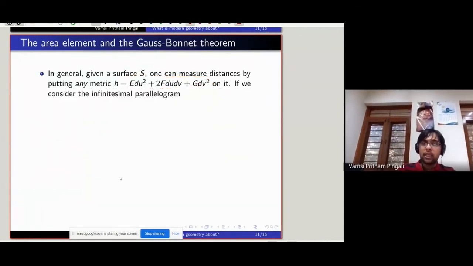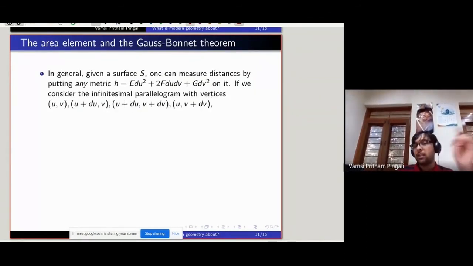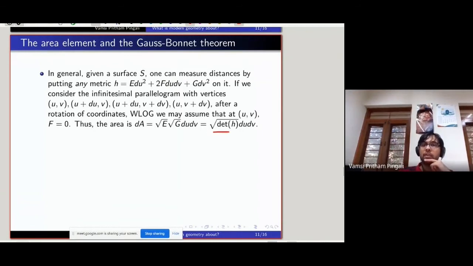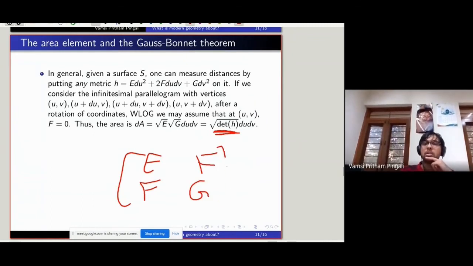Now, if we take this infinitesimal parallelogram formed by these vertices, after a rotation of coordinates, we can assume that this term is not there. So in other words, the infinitesimal parallelogram's area is simply the square root of the determinant of this matrix times du dv. So you can talk about the areas of infinitesimal parallelograms on the surface.